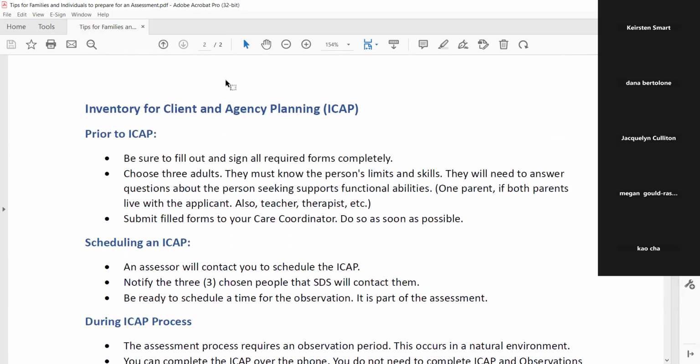For the ICAP, Inventory for Client and Agency Planning, for our IDD and ISW, actually, it's just the ISW and IDD. Sorry. Prior to the ICAP, be sure to fill out and sign all the forms. Choose 3 adults who know the person's limits and skills. They'll need to answer questions about the person seeking support's functional abilities. It can be one parent if both parents live with the applicant. It can be a teacher, a therapist, or somebody who knows that person really well on how they function in everyday life. And submit the filled out forms to the care coordinator as soon as possible.